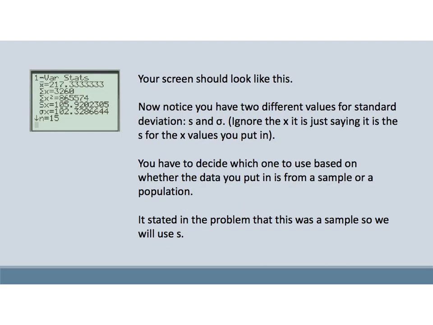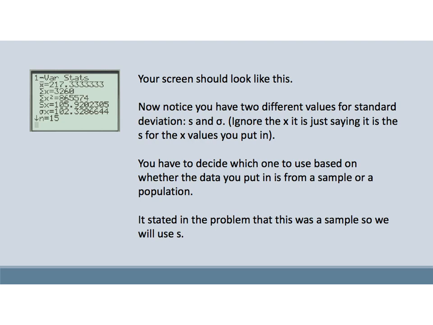So your screen should look like this. You put all that in, you did 1-var stats, L1, you should get this screen. So I've got x̄ is 217.33, and if you go down you see that Sx is 105.9 and σx is 102.3. Like I was saying, you've got only one mean but 2 standard deviations, because standard deviations are calculated differently, so you have to think about whether it's a sample or a population. In this case, we know we're talking about a sample, so we would use the S equals 105.9.